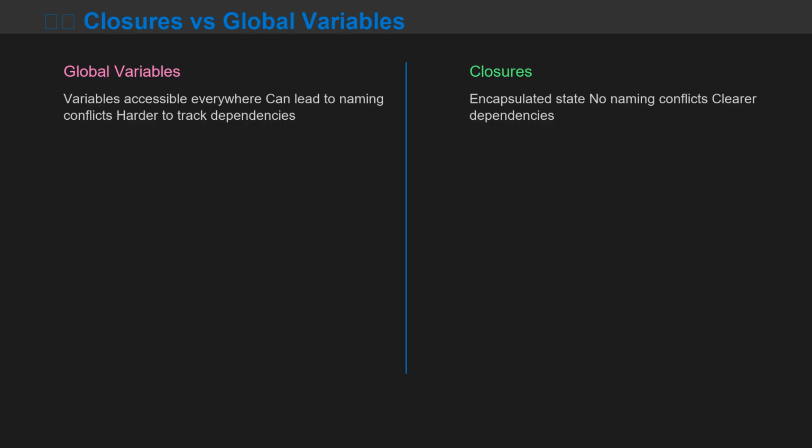Let's compare closures to global variables. Global variables are accessible everywhere in your code, but they can lead to naming conflicts and make it harder to track dependencies. Closures, on the other hand, encapsulate their state, avoid naming conflicts, and make dependencies clearer.